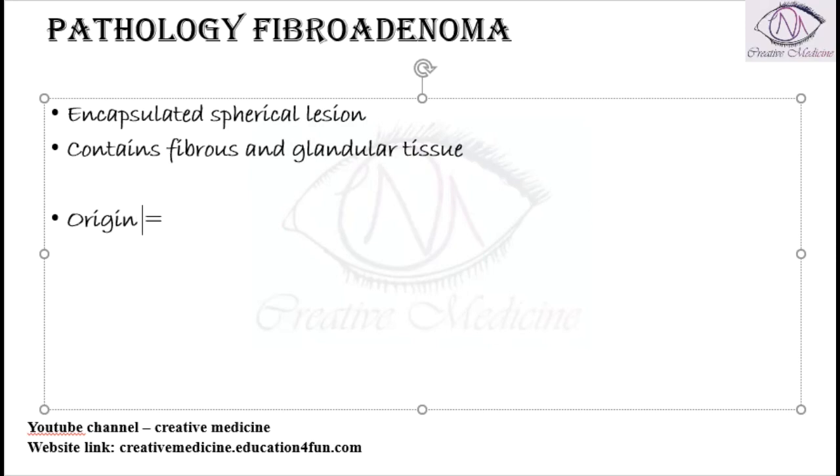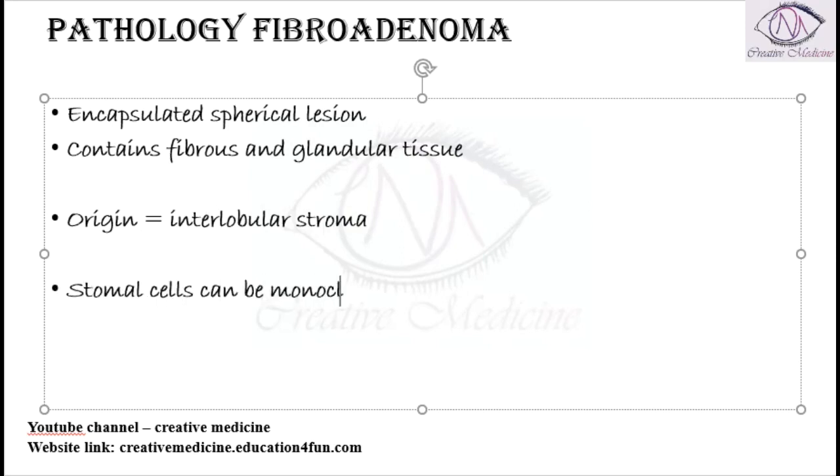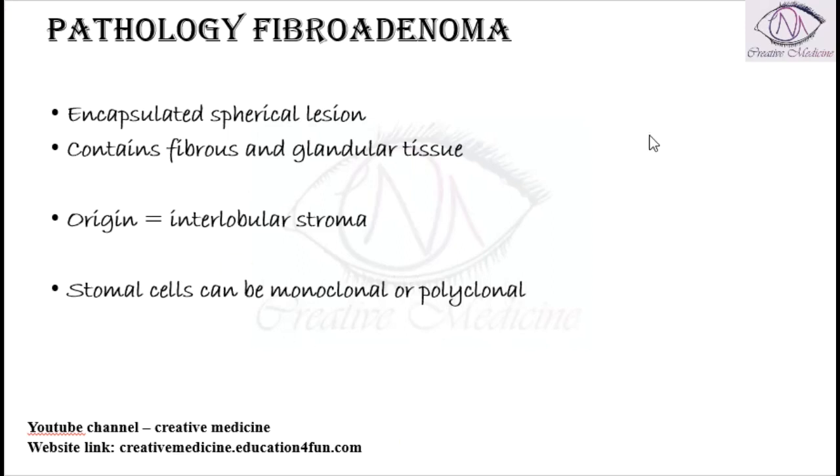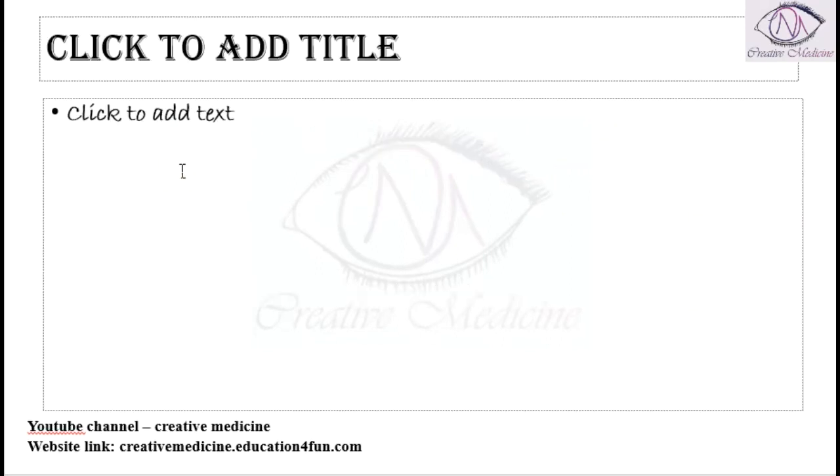Origin is, it mainly arises from the interlobular stroma, and these stromal cells through which it originates can be either monoclonal or polyclonal also. So fibroadenoma is an encapsulated lesion and it will arise from the interlobular stroma. It can be monoclonal or polyclonal. It contains fibrous and glandular tissues.